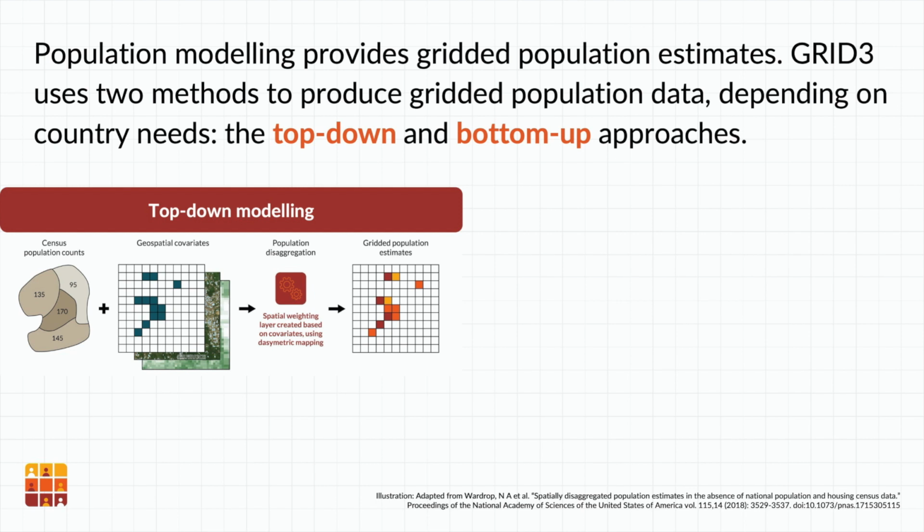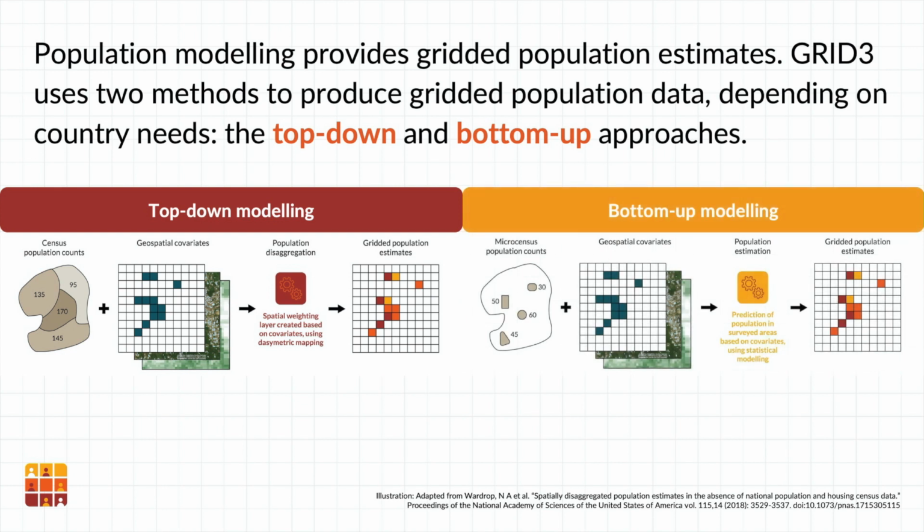While the top-down method can improve the spatial accuracy of the original census data, it also assumes full and up-to-date census enumeration. When these conditions are not met, GRID3 uses a bottom-up modeling method, here on the right. The figure shows that this method involves similar components to the top-down modeling. Focusing on the differences, the census data is replaced by microcensus survey data, in other words, the full enumeration of the population within a small and well-defined geographic area.